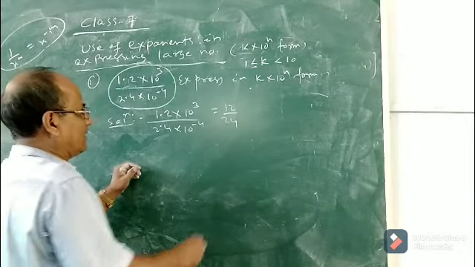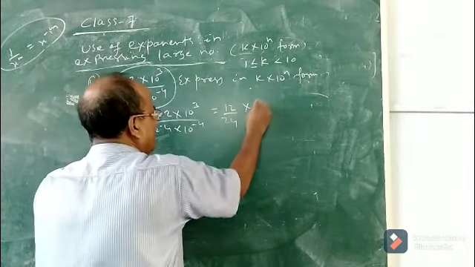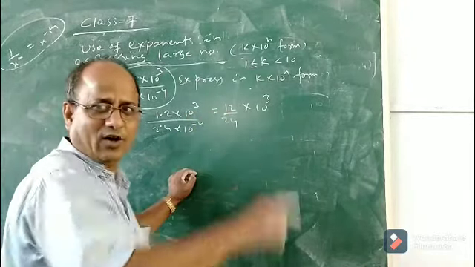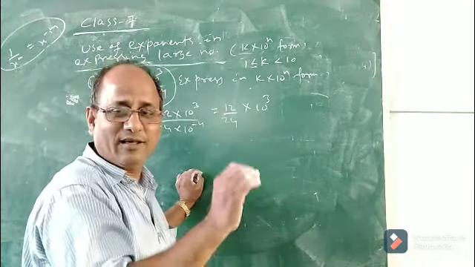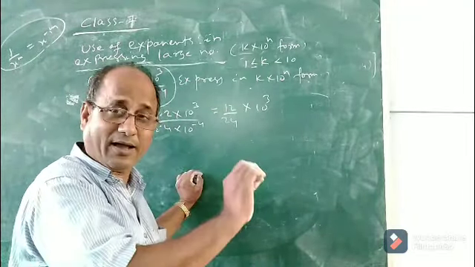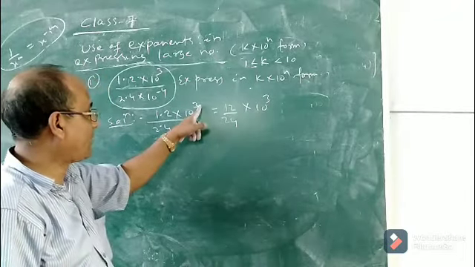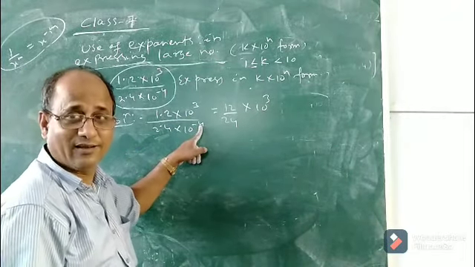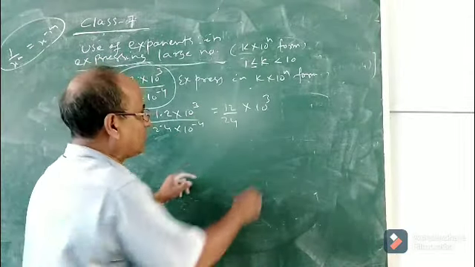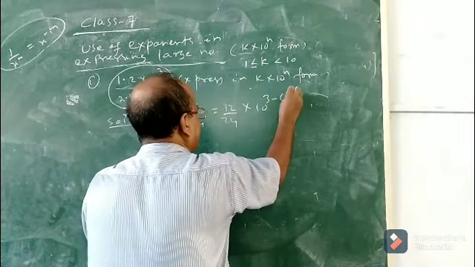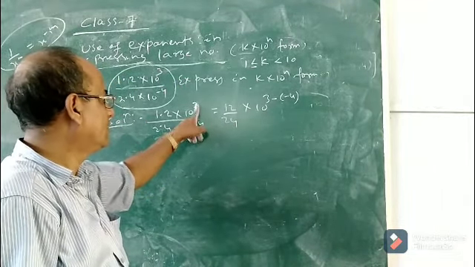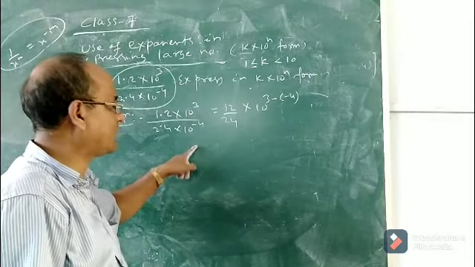Into 10 to the power 3, and this one is divided by this, so you apply the second law of exponents, x to the power m by x to the power n equals x to the power m minus n. Here, this is x to the power m, this is x to the power n, and they are divided. So this power will be subtracted from 3. So what will I write? 3 minus 4. I subtracted this power from this because these two terms are divided.